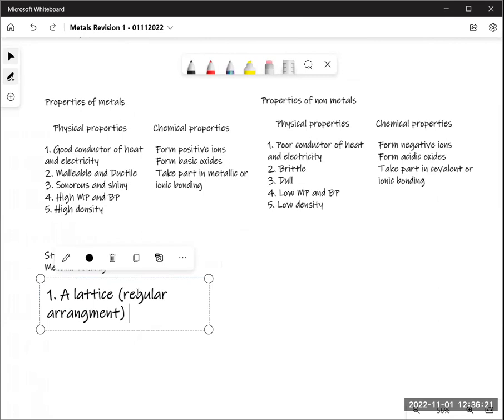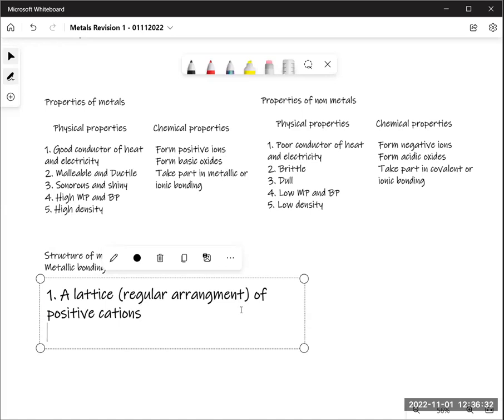A lattice is basically the arrangement of particles in solids, and a solid has high forces of attraction. Lattice basically means a regular arrangement. On the other hand, liquids and gases have random arrangement. But a lattice is a regular arrangement of positive cations surrounded by a sea of delocalized electrons. You need to write exactly these words for 2 marks in the exam.